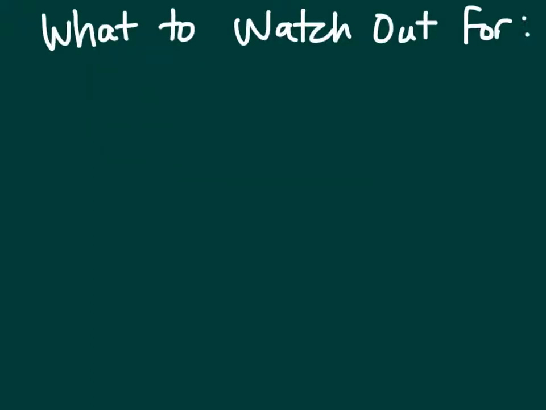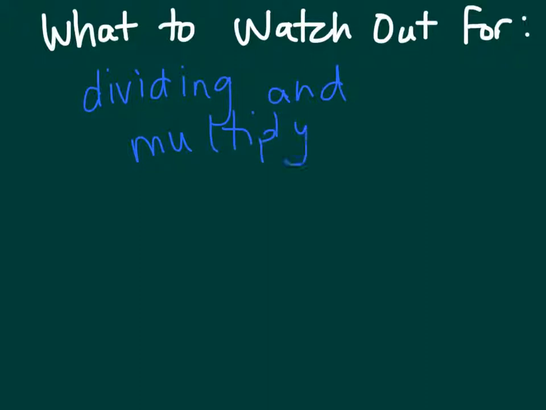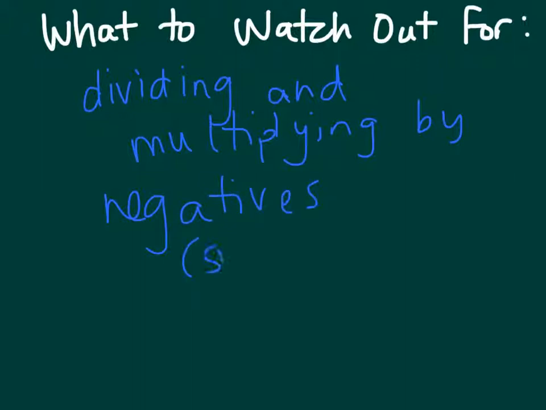Okay, so what to watch out for? You need to make sure that you watch out for dividing and multiplying by negatives, when we need to switch the sign. Because now we're going to have more steps, and within those steps, anytime we multiply or divide both sides by negatives, you have to make sure that you switch the sign. You might even do it twice in a problem.